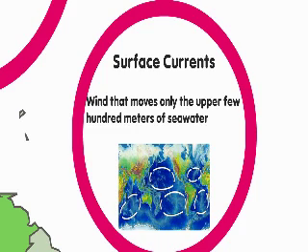These surface currents are created by the wind that moves only the upper few hundred meters of seawater. So this isn't moving the water down below, where we talked about the thermocline or the deep water layer last time. This is just on the surface of the water, and it moves in such a way that instead of the middle of the earth being super hot with all the hot water, it spreads it around.